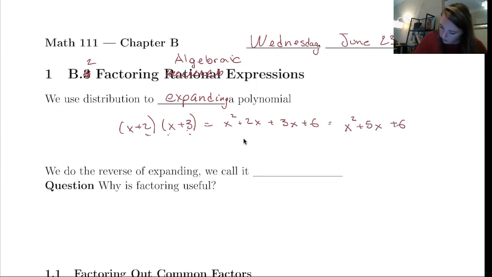So going this way, expanding. And that's pretty easy, right? Just kind of like cubing something and squaring something. Going that forward direction, that's pretty easy. Going the backward direction, that's pretty hard. Cube root of 64. I have to think forward and then back. So when it comes to factoring, that actually is the reverse of expanding.